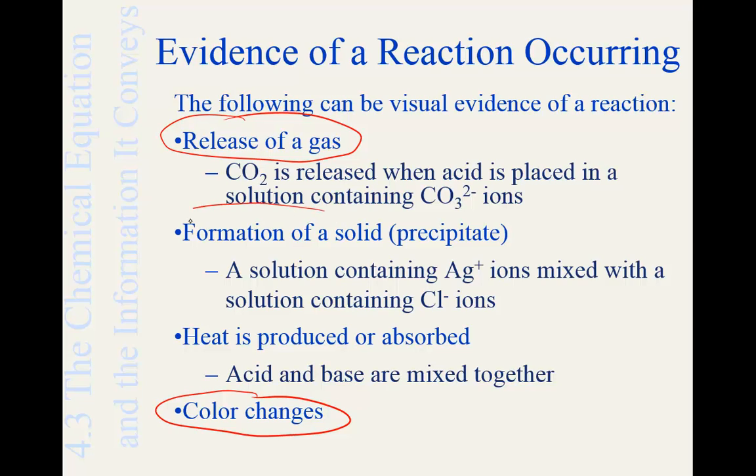Formation of a solid, if you're adding two chemicals together and all of a sudden a solid precipitates out, that's probably a good indication that you've had a chemical change. Now, if you just keep adding salt to water and it starts sinking to the bottom, that's not a chemical change. So these are a little tricky. That's why I think this color change should have been number one. And same thing with heat produced. If you add two chemicals together and it gives off heat, that may indicate a chemical change.